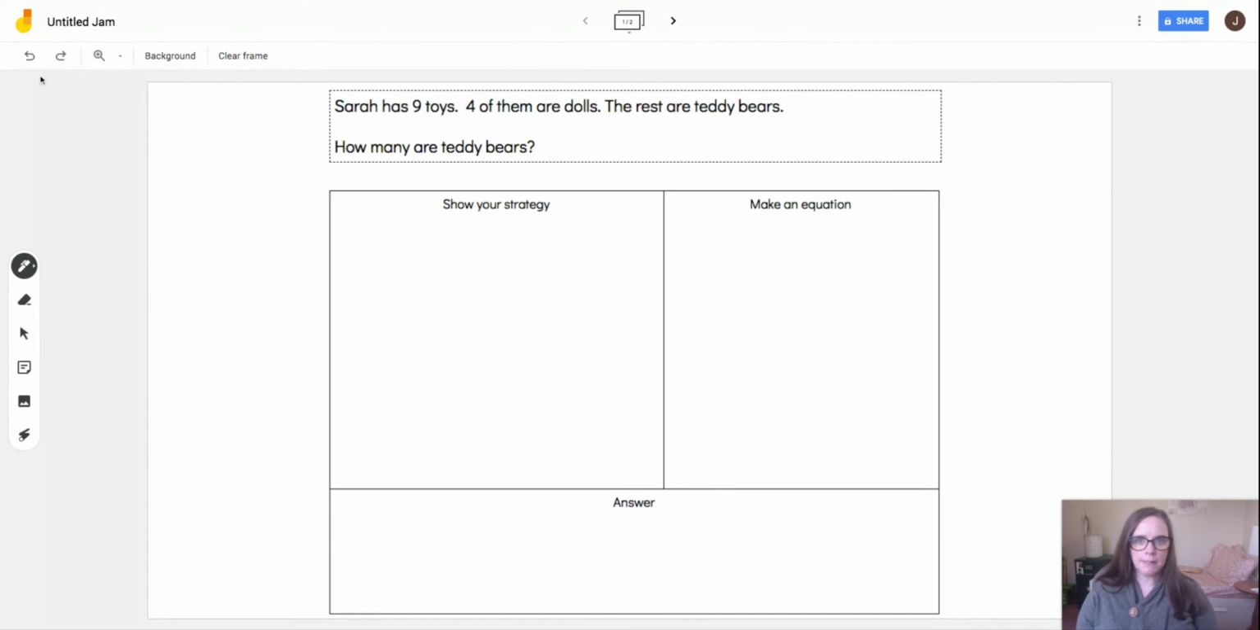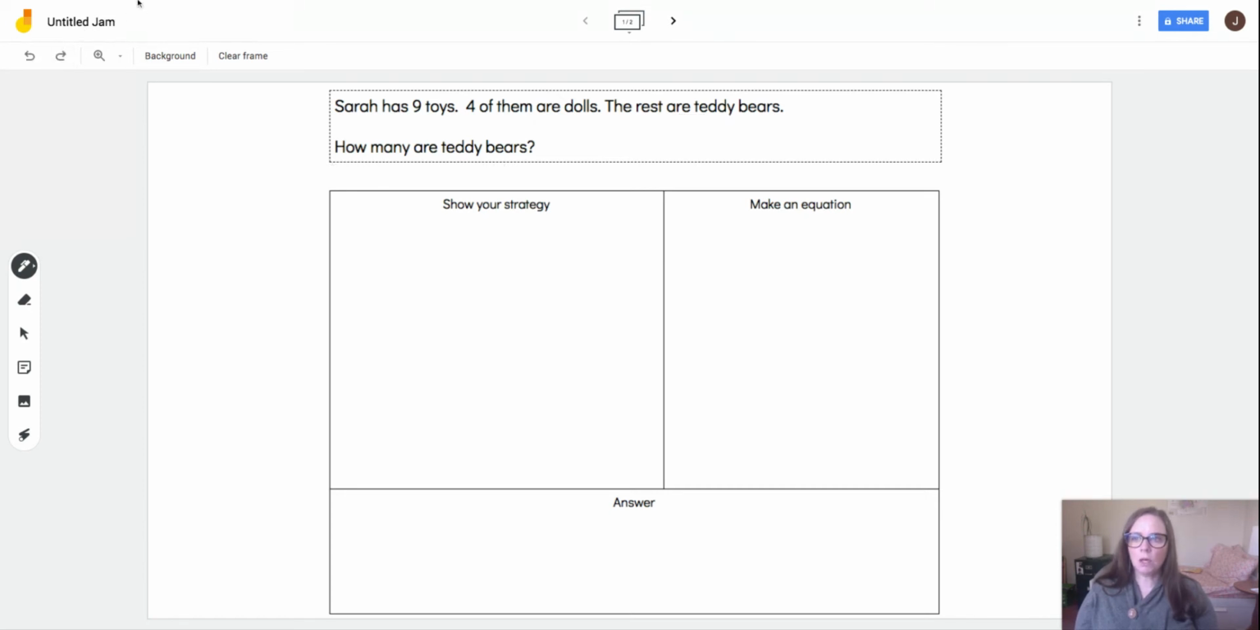So how many teddy bears does Sarah have? Well, I guess I need to know, how many toys does Sarah have? Well, right up here it says she has 9 toys. She has 9 toys, and we need to find out how many of them are teddy bears. And I know 4 of them are dolls. The rest of them are teddy bears. And like I said, we need to find out how many are teddy bears.